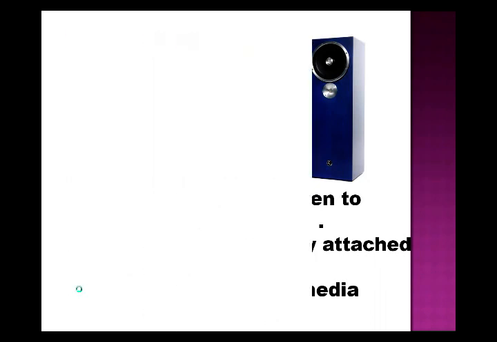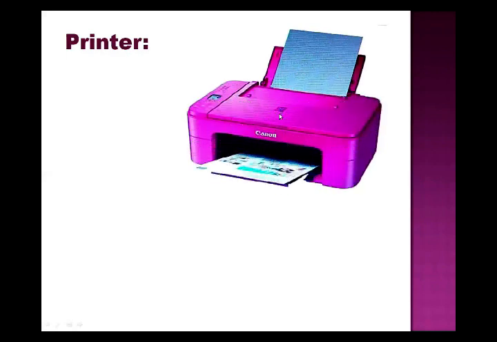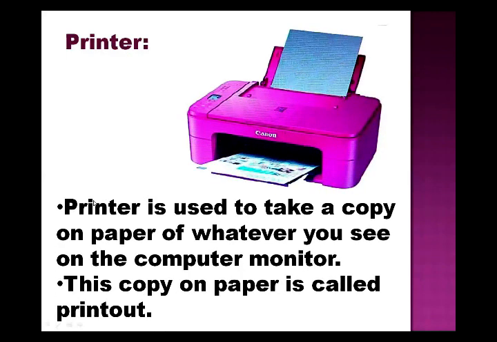The next one is printer. What is printer? This is a printer. Printer is used to take a copy on paper of whatever you see on the computer monitor. This copy on paper is called printout. There are some more devices that can be attached to a computer, but you will learn about them in class 2.